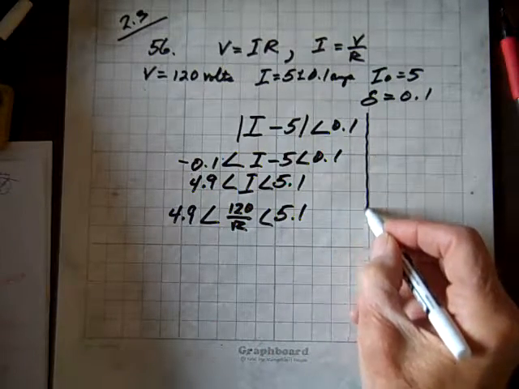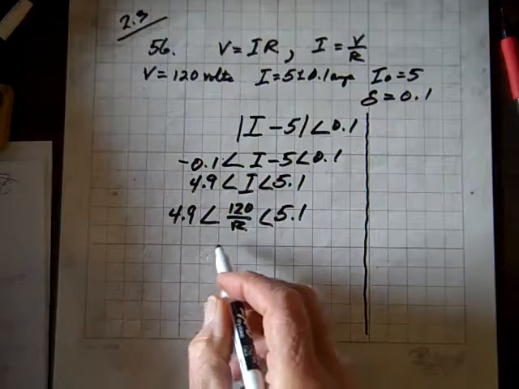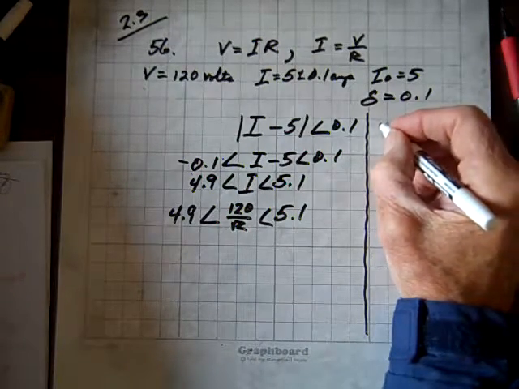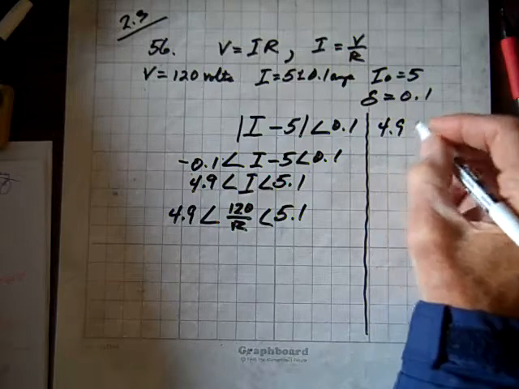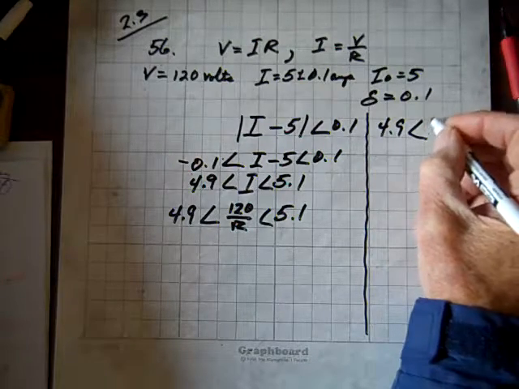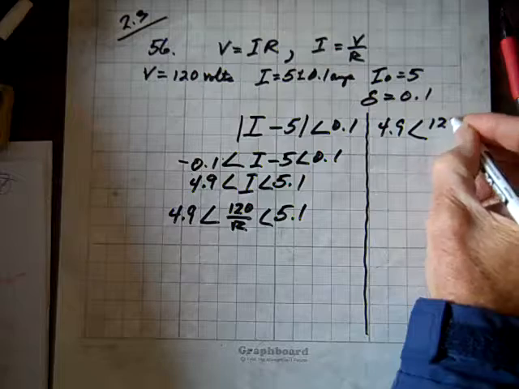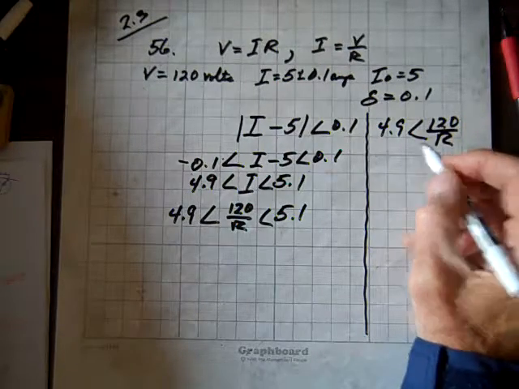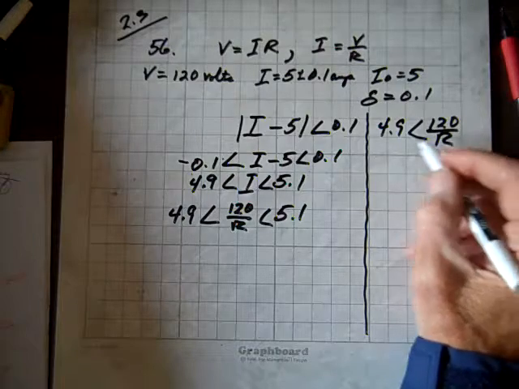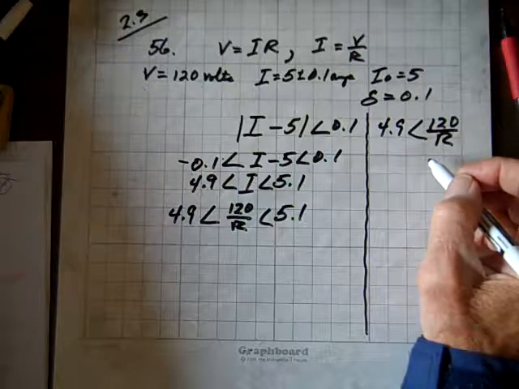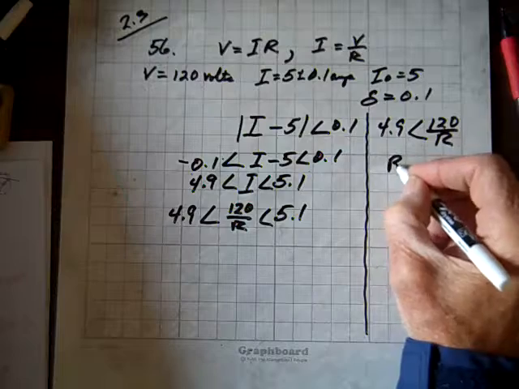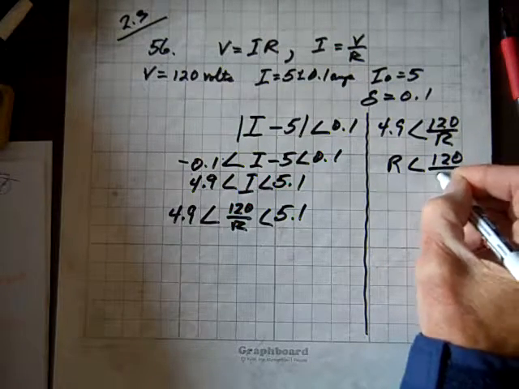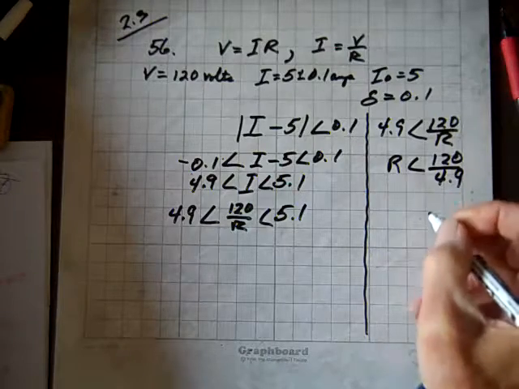Now this reads 4.9 is less than 120 over R, and 120 over R is less than 5.1. So let's take that into account and write each one of those inequalities separately and solve for R. So now, if we multiply both sides by R and divide both sides by 4.9, we'll wind up with R is less than 120 over 4.9.